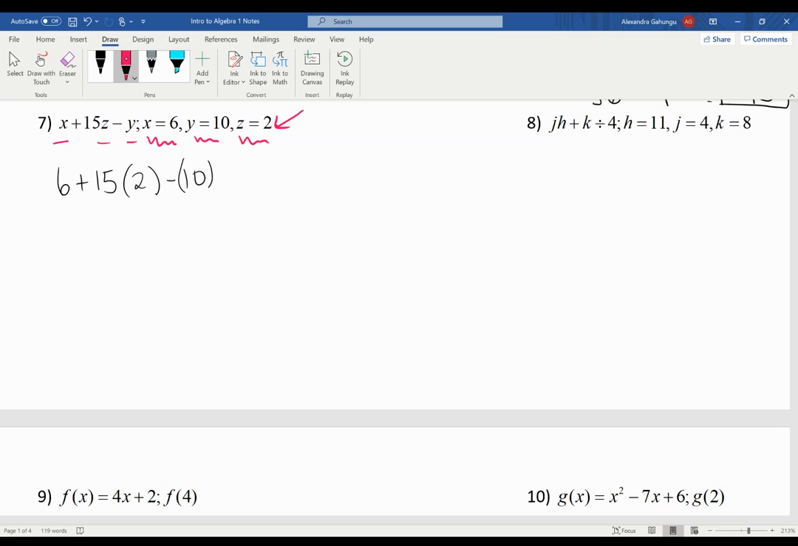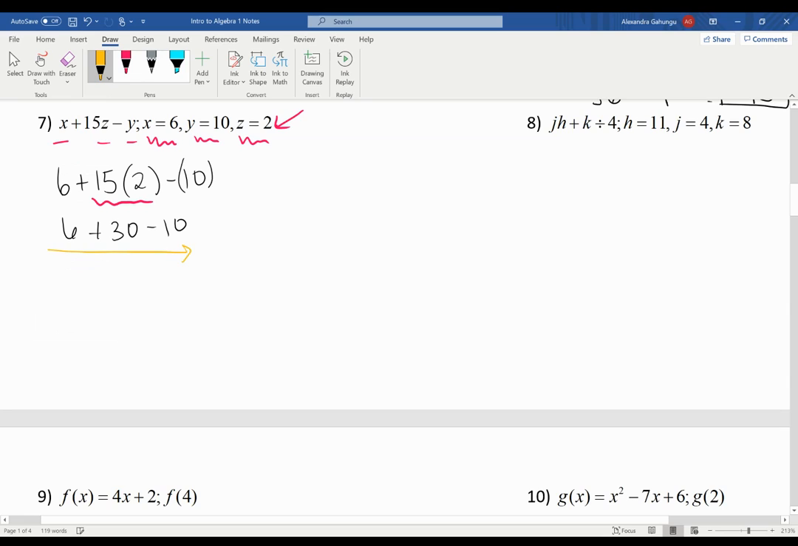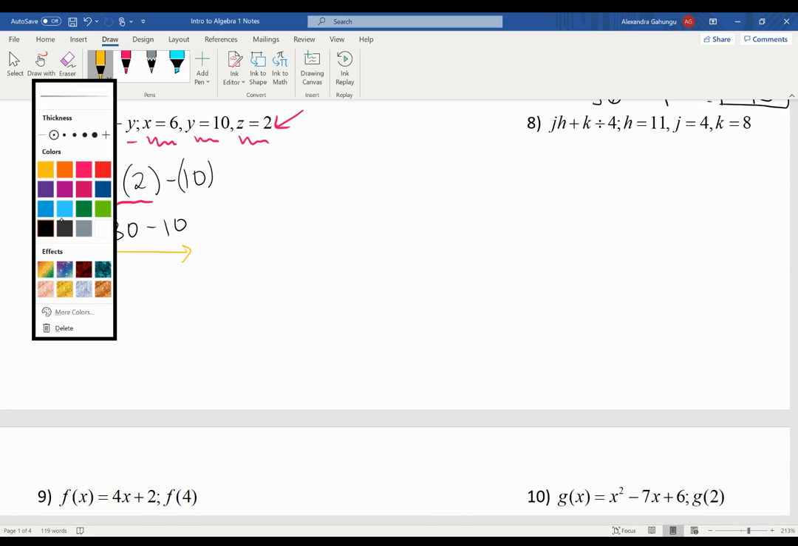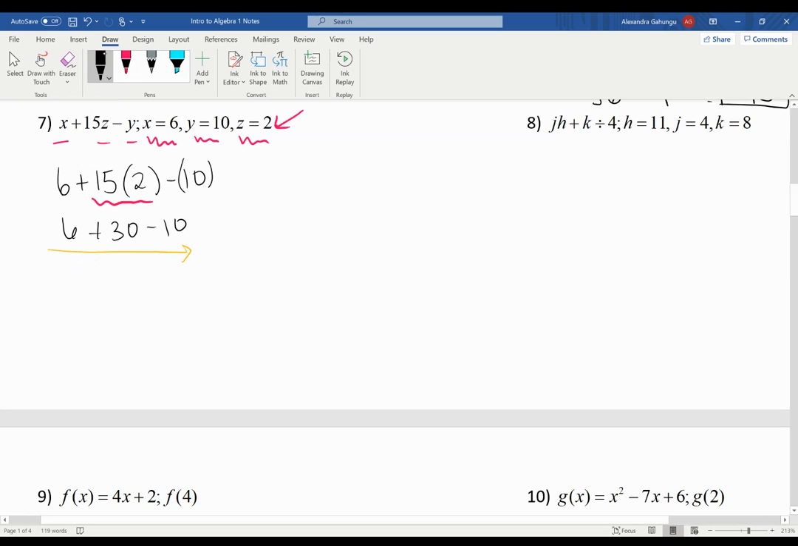Now, it looks like for our order of operations, PEMDAS, we have multiplication before we're going to add and subtract. So it's 6 plus 30 minus 10. And then I'm moving from left to right. I got to move from left to right once we're only working with addition and subtraction. So it's 6 plus 30, so 36 minus 10, 26. So that is the value of that expression when we plug in our values.